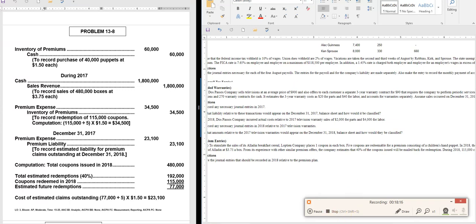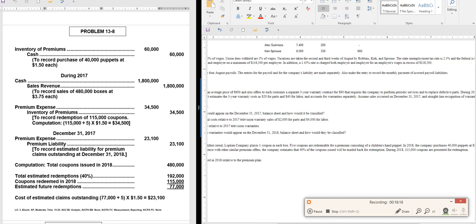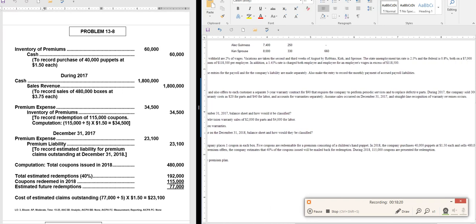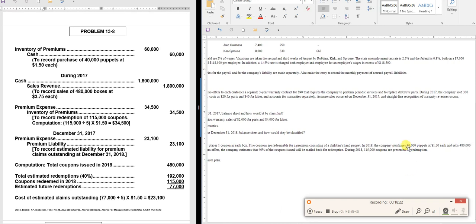In 2018, the company purchased 40,000 puppets at $1.50 each. So I'm going to stop right there. What we did is we got an inventory of premiums. You can call it an inventory of puppets if you wish, and cash. So we're going to use these to redeem. So 40,000 puppets at $1.50 each.